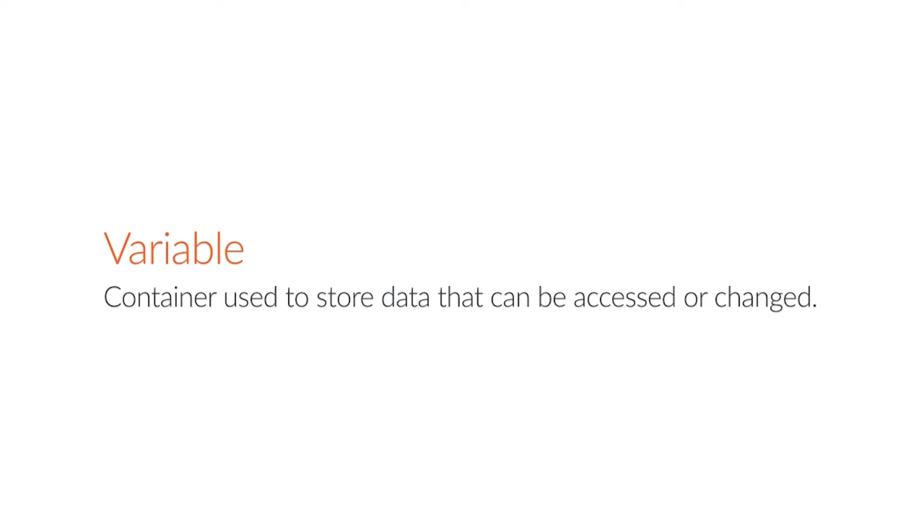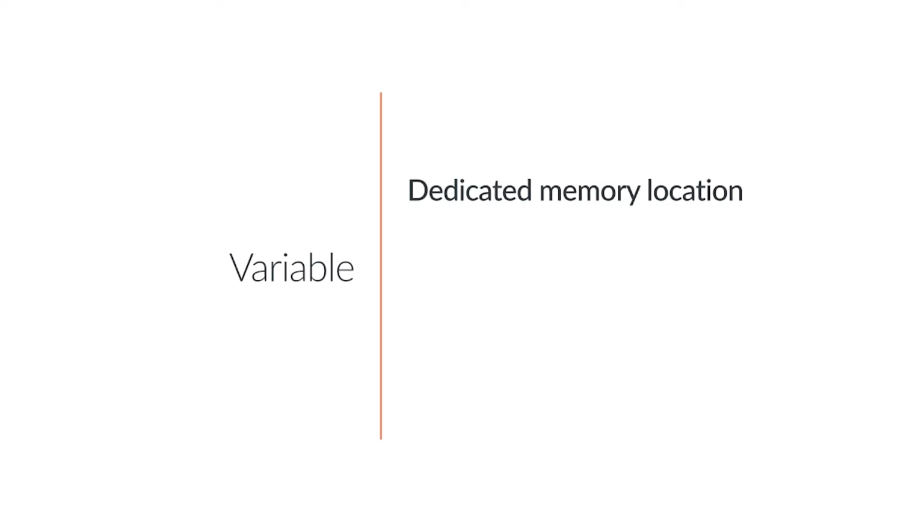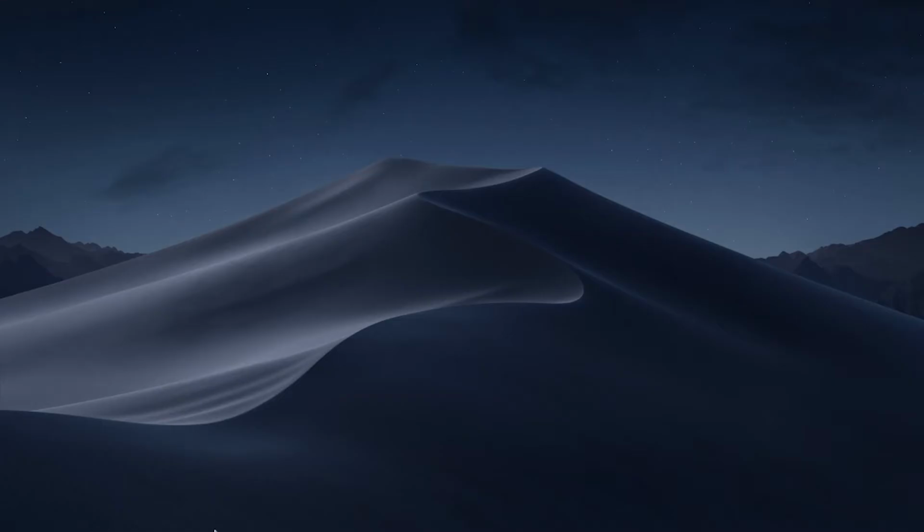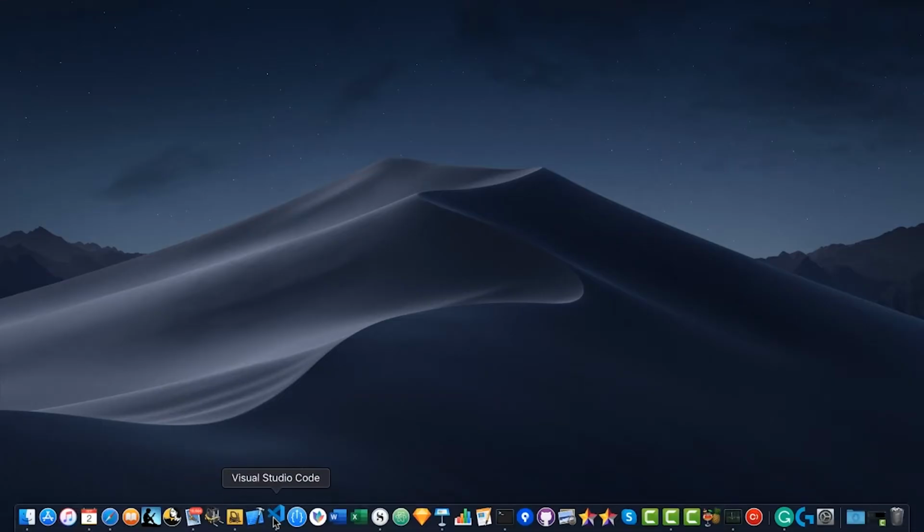We've used variables in the previous lessons. They are containers used to store data that can be accessed or changed while the program is running. A variable is a dedicated location from the computer's memory. We tag it with a name that allows us to identify it later. Then, we can put a value in it. Alright, let's open up VS Code.